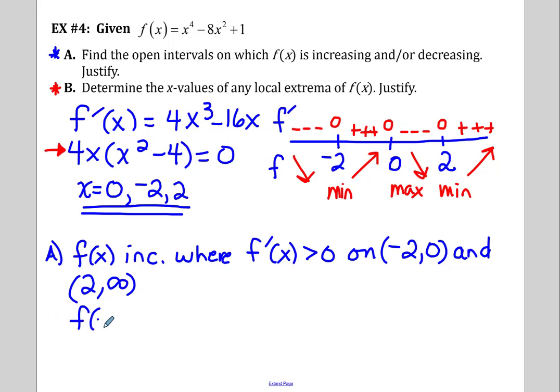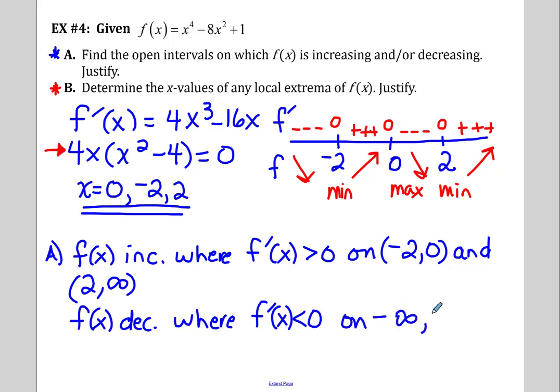The function decreases where the derivative is negative. And where does that happen? From -infinity up to -2 and on 0 to 2.